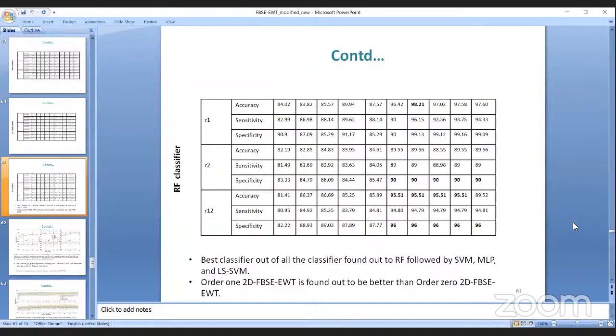Based on these results, we found that the random forest classifier performs better than all the other classifiers, followed by the support vector machine, multi-layer perceptron, and least square support vector machine classifiers. The order 1 two-dimensional FBSE method is better than the order 0 two-dimensional FBSE method.